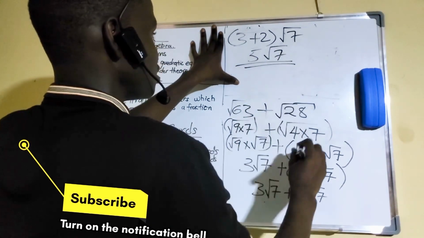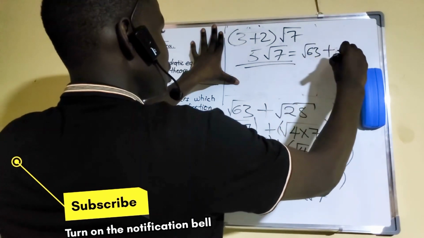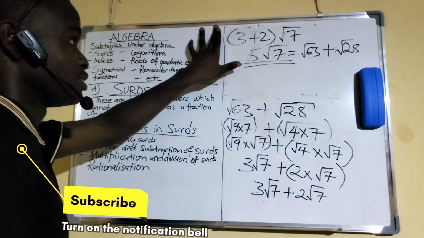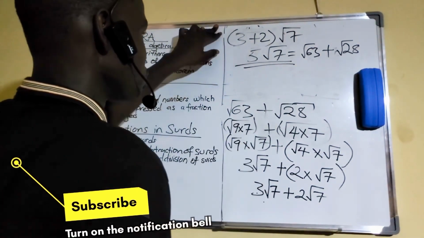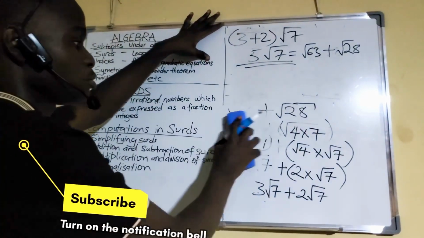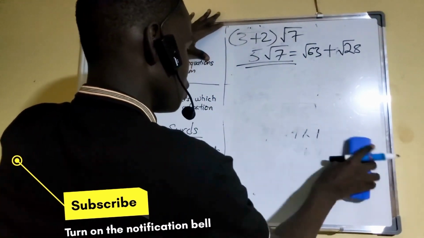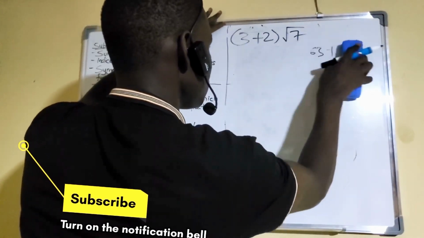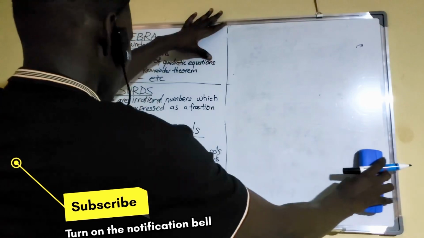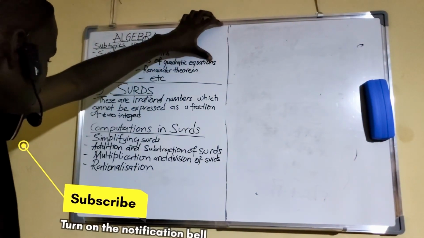Now this is the simplified version of root 63 plus root 28. This is what we mean by simplifying surds. We shall later on look at more examples, but for now I can continue to our next subtopic. Now we can look at rationalization.